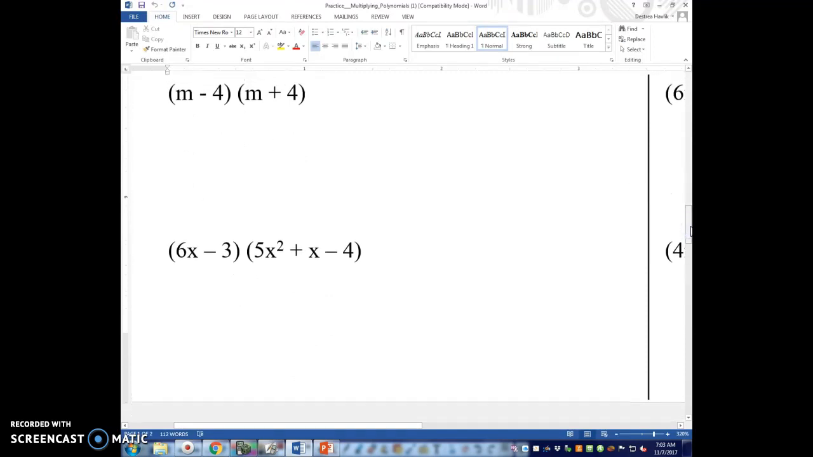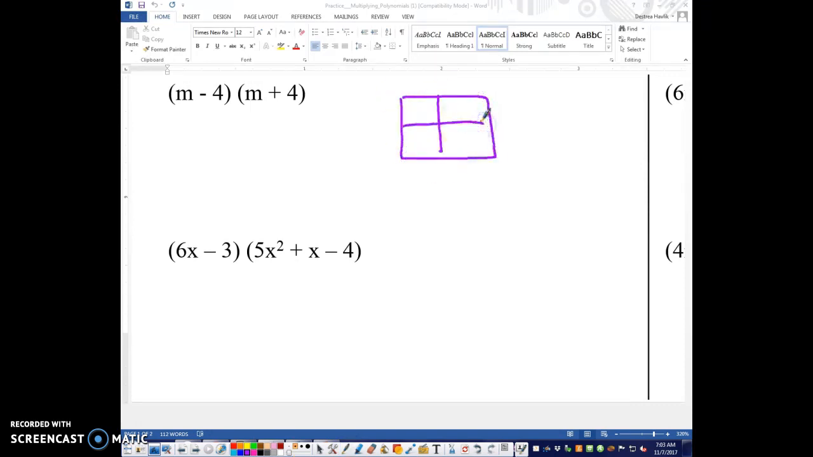Okay, we have another 2 by 2. So make your box. On the top we have m minus 4. To the side we have m plus 4. M times m is m squared. M times 4 is 4m. M times negative 4 is negative 4m. And negative 4 times positive 4 is negative 16.